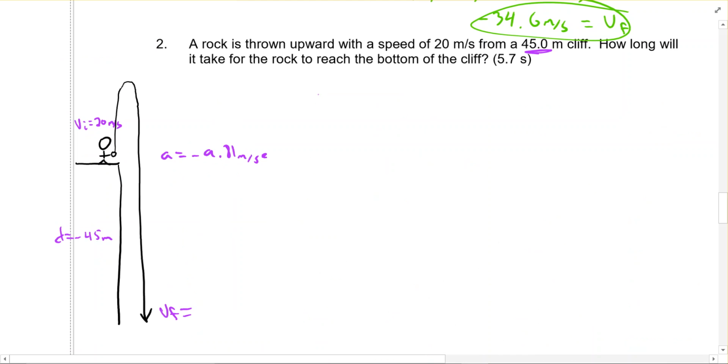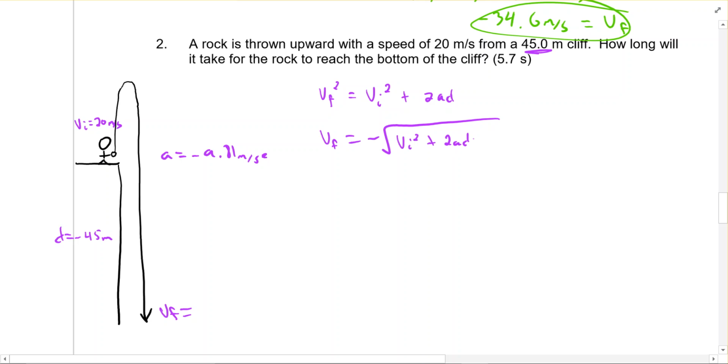So I'm going to say VF squared is equal to VI squared plus 2AD. So VF is equal to, I know it's going to be negative because it's going down. So I'm just going to write the negative symbol there. So it's going to be negative square root of VI squared plus 2AD.